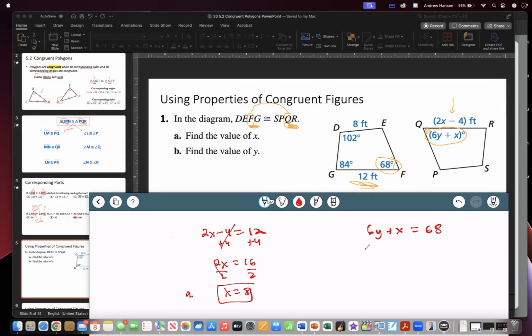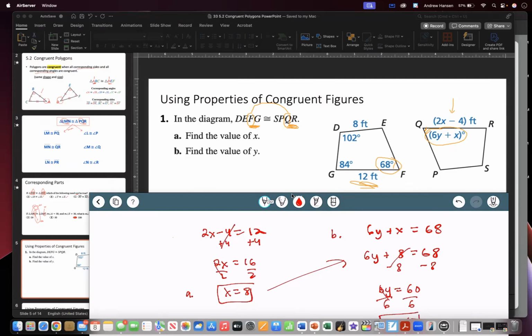And now that we know x is 8, now I can substitute in. So 6y plus, I know x is 8 here. So if I do that, now we are able to do part B and find y. So for part B, to solve for y, I could minus 8 on both sides. So I know 6y is equal to 60. And if I divide by 6, y would be equal to 10.